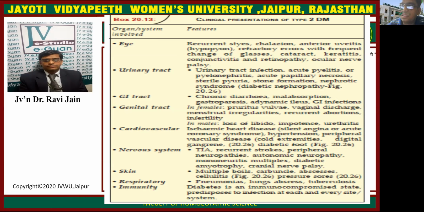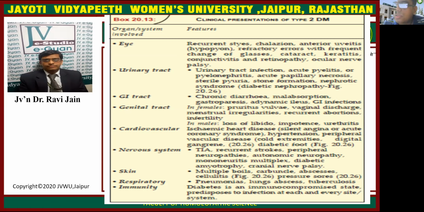In the genital tract, especially in females, she will complain of pruritus vulvae. That will be very common. And there will be vaginal discharges, and a lot of menstrual irregularities will be seen in the patient with diabetes mellitus type 2. She will also complain of recurrent abortions, and ultimately infertility can result. In males, he will usually come to us with a complaint of loss of libido, impotency, and urethritis. So there will be lack of sexual drive. The patient will be impotent, and there will be urethritis, that is inflammation of the urethra again and again.